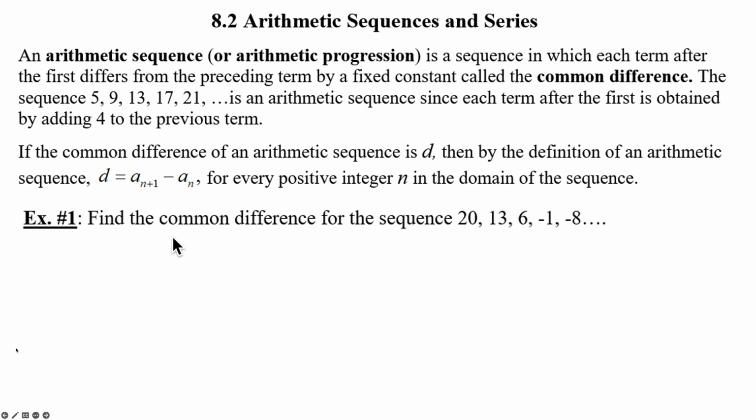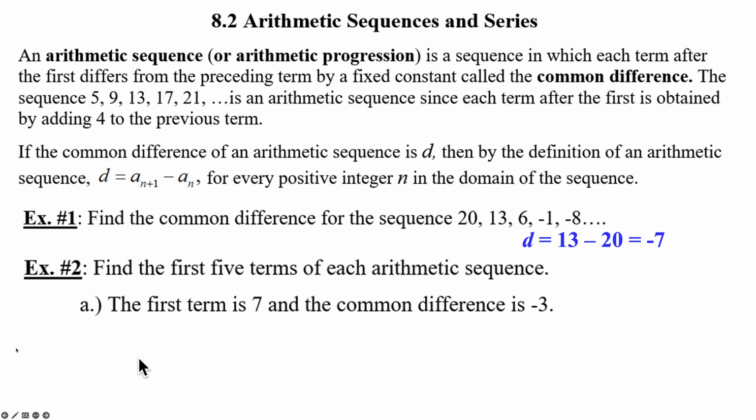So for example 1, find the common difference. Pick any pair. I'll take the first term 20, the second term 13. It is decreasing, which I can tell. Therefore, I know I'm going to have a negative difference. So 13 minus 20 is a negative 7. You could have done 6 minus 13, negative 1 minus 6, negative 8 minus negative 1. They'd all give you negative 7.